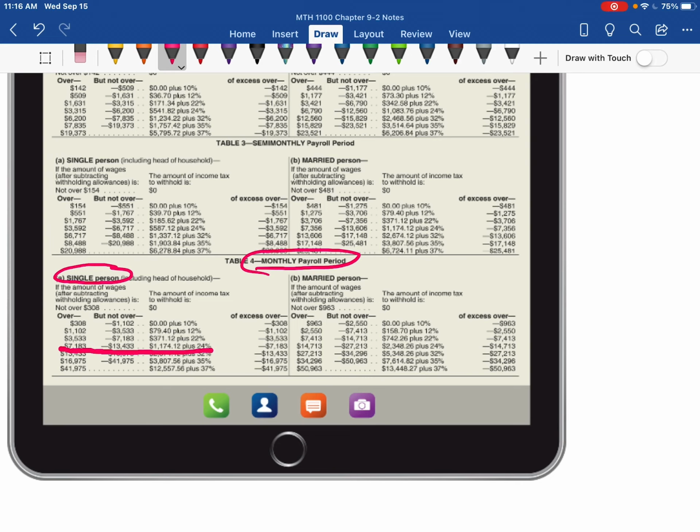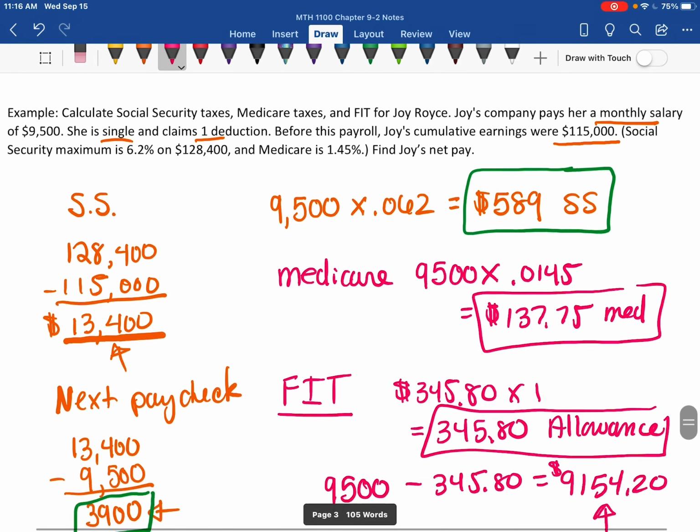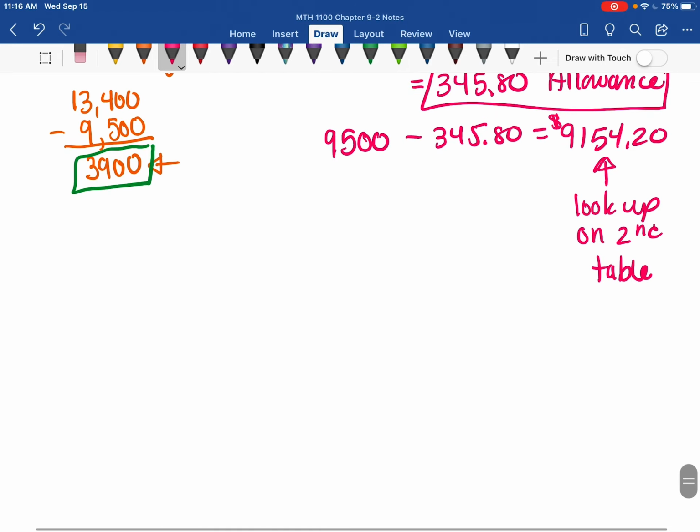It falls between $7,183 and $13,433. So when I look across, what we're going to pay is $1,174.12 plus 24% of anything over that 7,183 number. So when you're looking at that on the chart, that will tell us how we're going to get taxed.